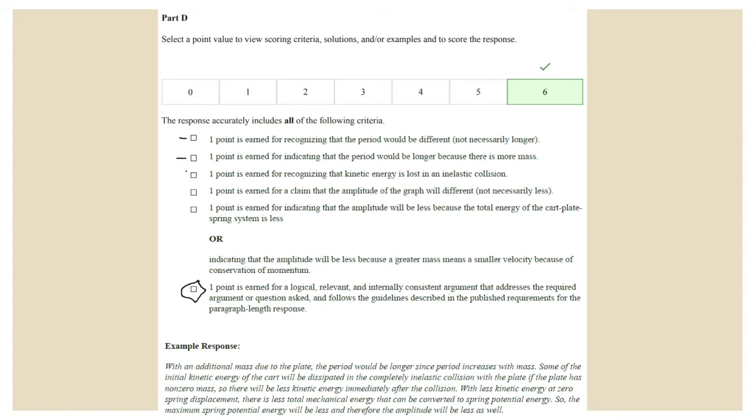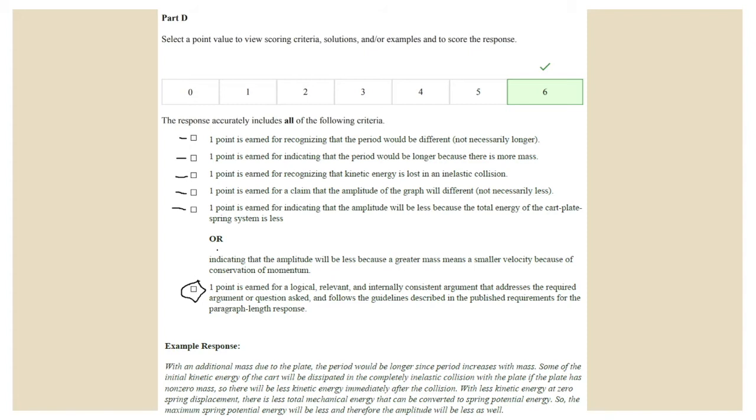You get 1 point for recognizing that there's going to be kinetic energy loss because this is an inelastic collision, and therefore there's going to be kinetic energy converted to heat. You get 1 point for stating that the amplitude of the graph will be different. And they say here, notice not necessarily less. And then you get 1 point for indicating that the amplitude is going to be less because the system has less energy. Notice there, you could have also said the amplitude will be less because a greater mass means a smaller velocity because of conservation of momentum. But I think that really seems kind of odd to go through this whole energy analysis and then say that at the end.